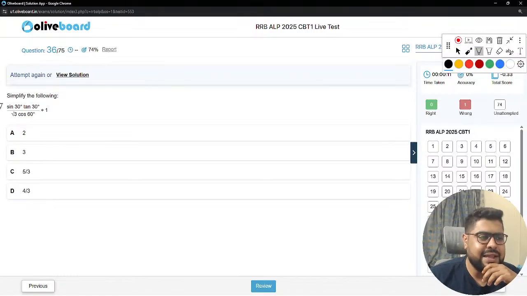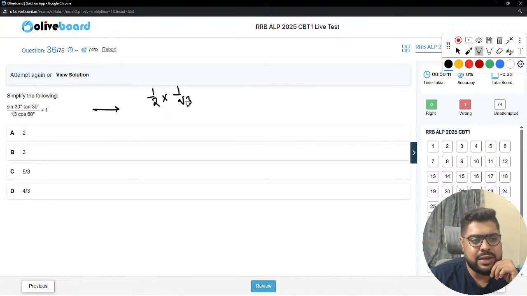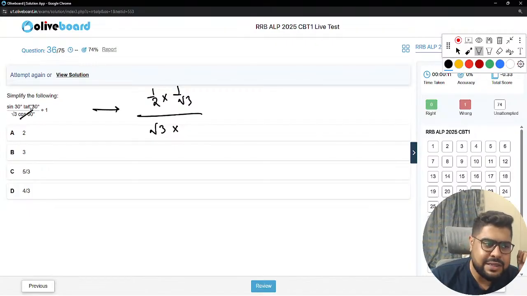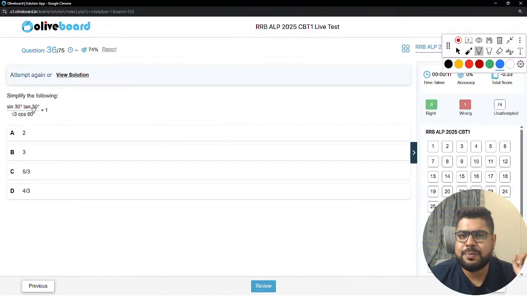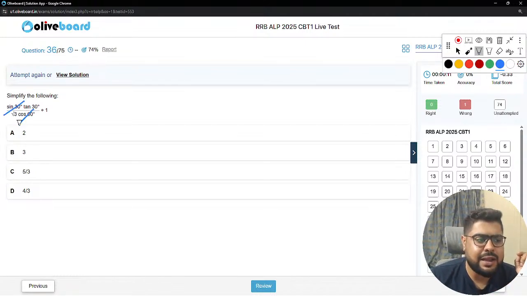Again, a simple sin 30, tan 30 question. Sin 30 is 1 by 2. Tan 30 is 1 by root 3, by root 3 into cos 60. Cos 60 is nothing but sin 30. If you are clever, you will say, sir, ye pehle hi kaat do, you will cancel these two. Sin 30 and cos 60 are complementary angles, so these two are equal, cancel.